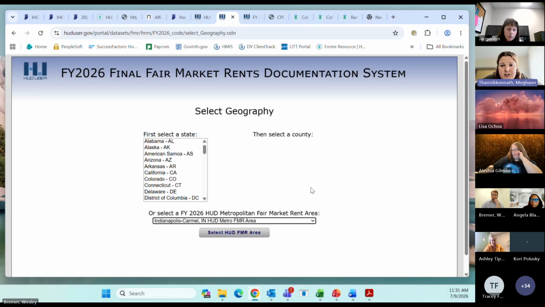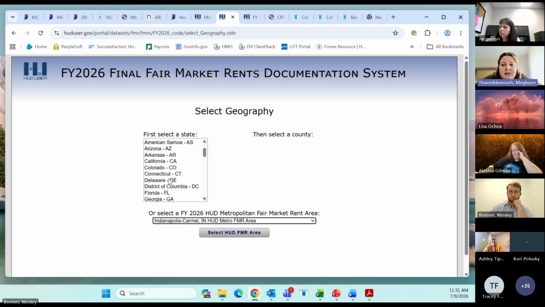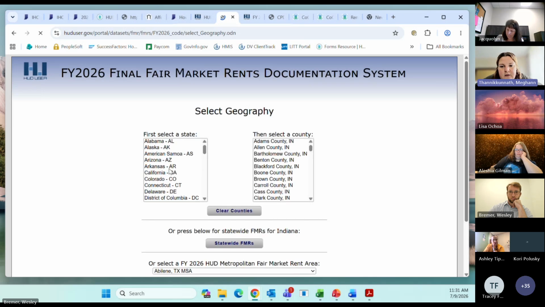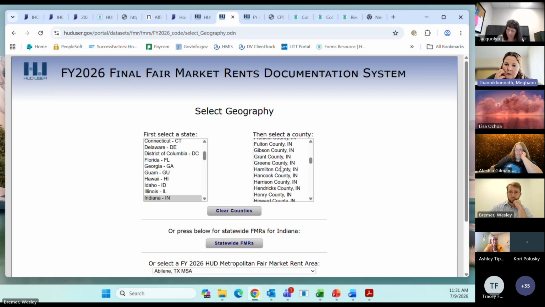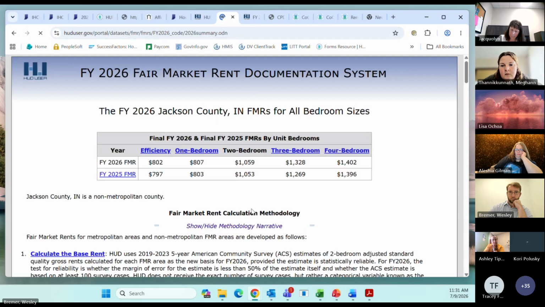So on this first page, you're going to make sure you're selecting the correct program year. In this case, we just selected FY 2026, and you scroll down and select Indiana, and then you select the county that you want to serve. And it literally just spits it out for you.